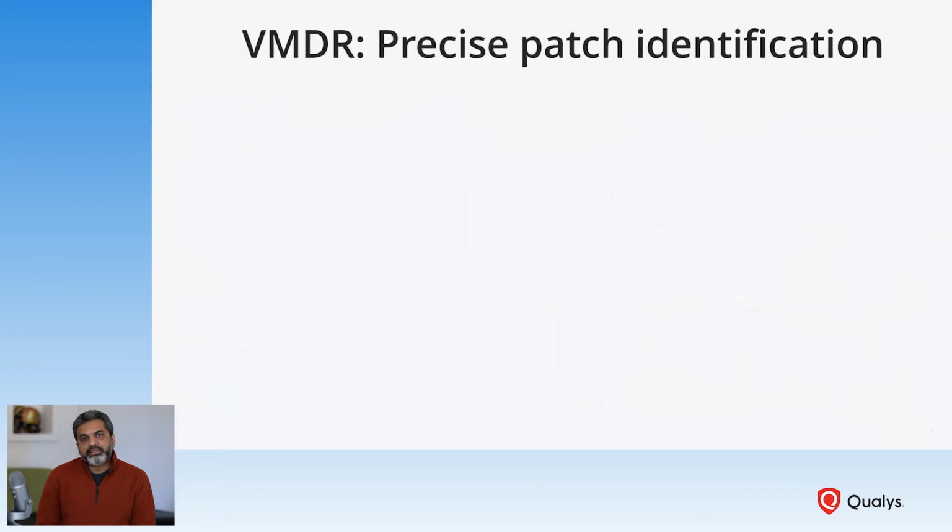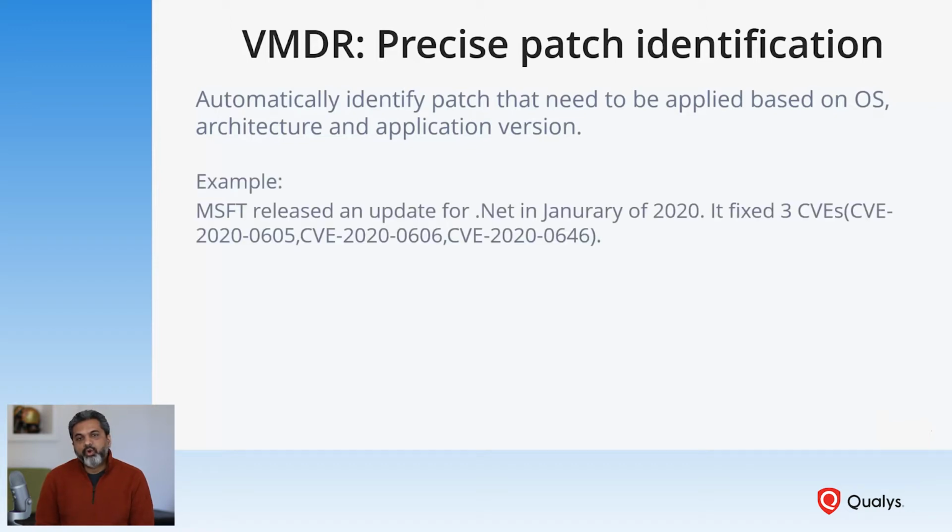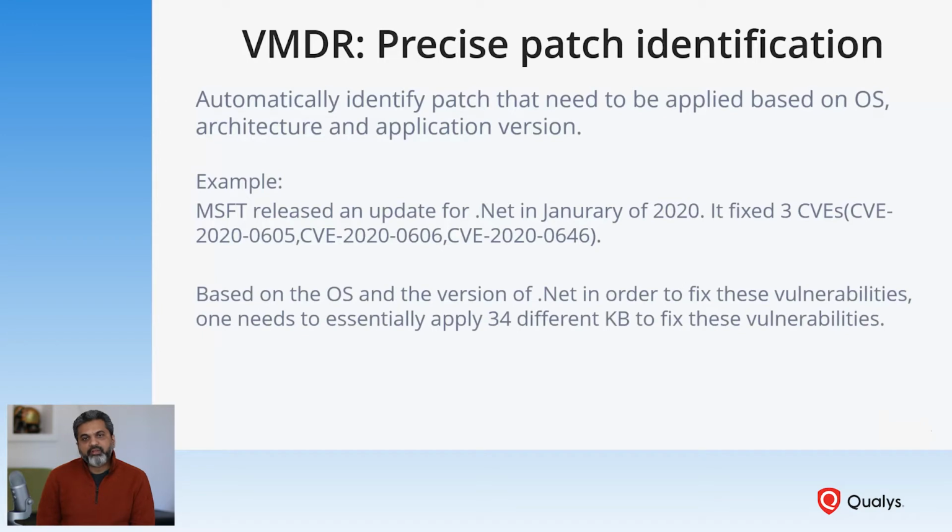Another aspect here is the patch identification. So being able to automatically identify the patch. So a lot of times, even if you actually know what patch needs to be deployed. So in this case, we had the .NET patch that was released in January 2020, which fixed 3 CVEs. But if you look at the combination of the operating system and the version of .NET that is deployed, the architecture of the system, whether it was 64-bit or 32-bit, the language of the particular version of the operating system, there's like 34 different KBs that are required to be deployed to fix that one particular patch, as an example.